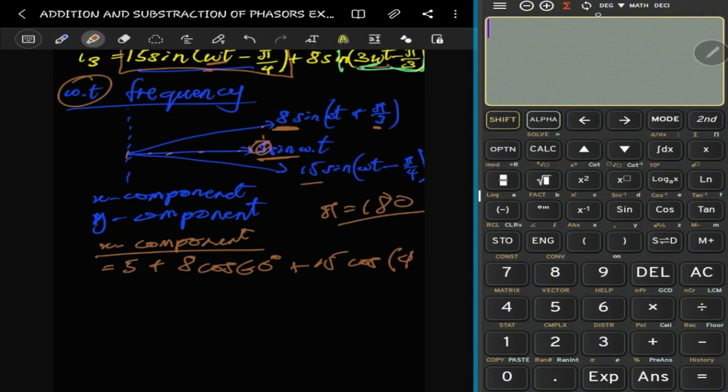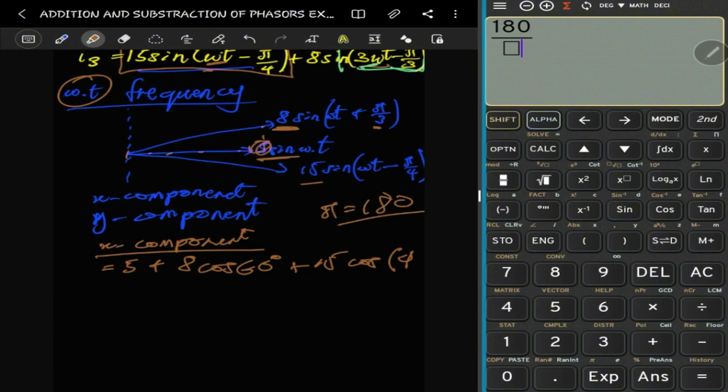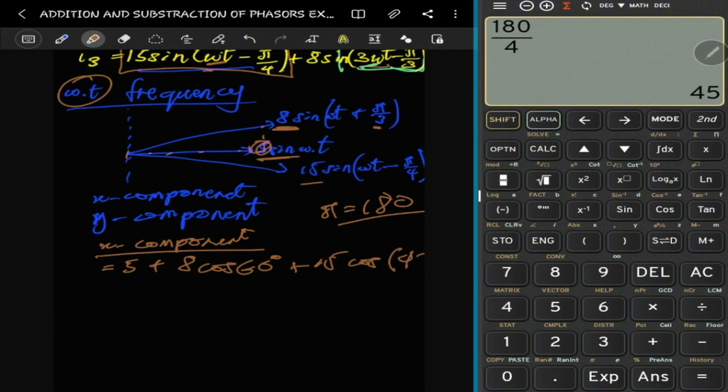Whenever you're dealing with this pi stuff, you're dealing with trigonometry, so you have to be very careful. We know pi is 180, so we just do 180 on 4, which is 45. If you choose to use radians, then you have to do it in radians. But if you choose to do it in degrees, you have to make sure your calculator is working in degrees. Cos 45 degrees. Okay.